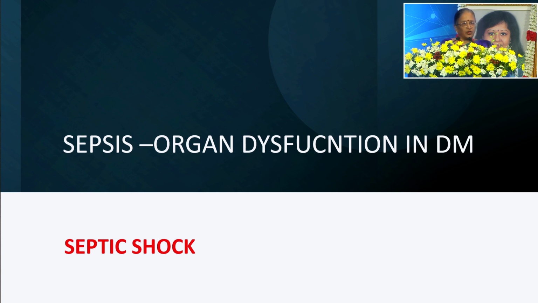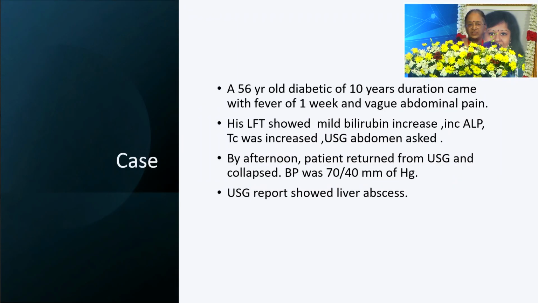So that's what you are worried about in all your diabetic patients. Are they going into septic shock? Now let's look at this patient. He's a 56-year-old diabetic, 10 years duration, 1 week fever, vague abdominal pain, LFT with mild bilirubin raise, slight increase in alkaline phosphatase. Total count was decreased, ultrasound abdomen was asked.